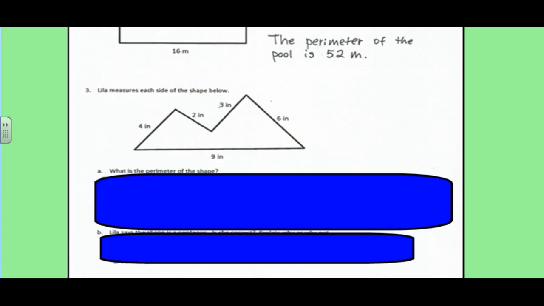And so once you've written down your equation and added up all of those side lengths, you need to write in a complete sentence what the perimeter of Lila's shape is. So whenever you have part B done, or part A, I want you to push play so you can check your answer.